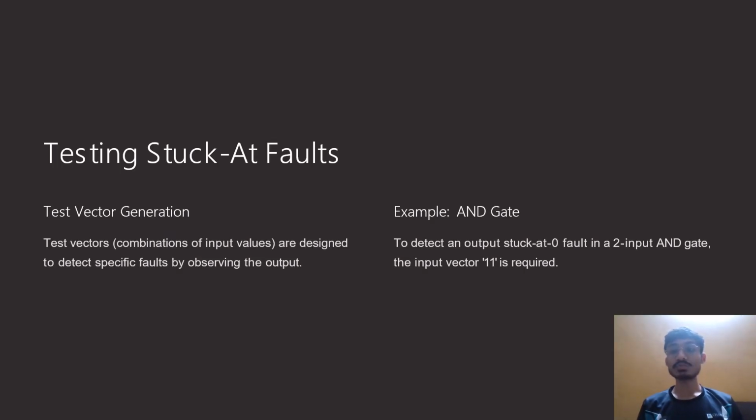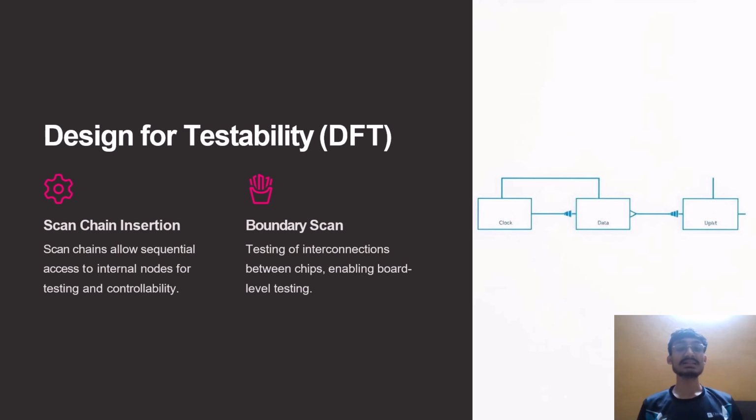For example, an AND gate. To detect an output stuck at 0 in a 2-input AND gate, the input vector 1 1 is required. Designed for testability. Scan chain insertion. Scan chains allow sequential access to internal nodes for testing and controllability. Boundary scan. Testing of interconnection between chips and enabling board level testing.